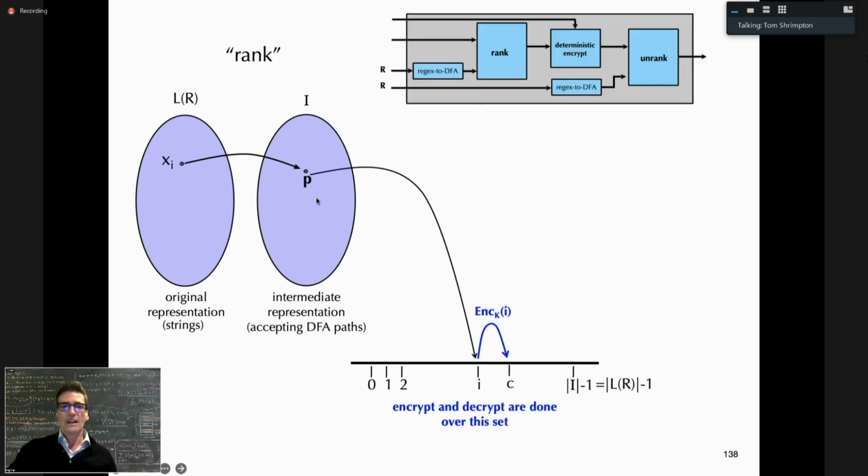Okay. So you rank your path, and then you perform your integer, Feistel, your deterministic encryption on those numbers, and then you bounce back to the intermediate representation and then back to a string in the language.